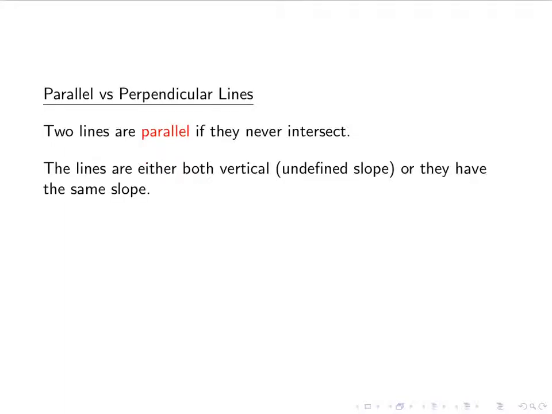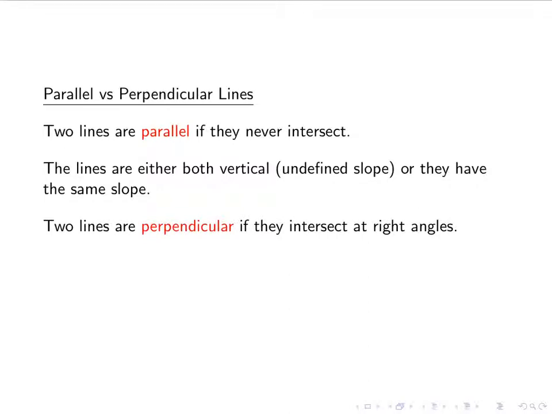The other definitions we're going to look at are parallel versus perpendicular lines. 2 lines are parallel if they never intersect. That is the definition of parallel lines. The consequence is that they are either both vertical, which remember means an undefined slope, or they have the same slope.